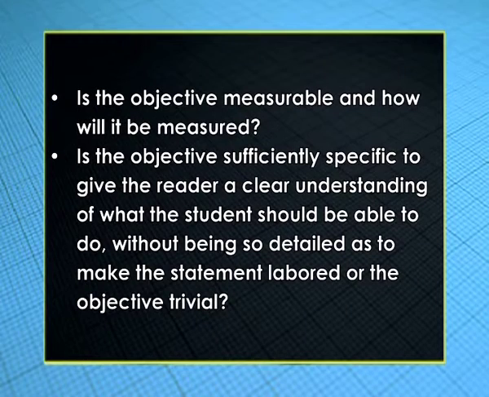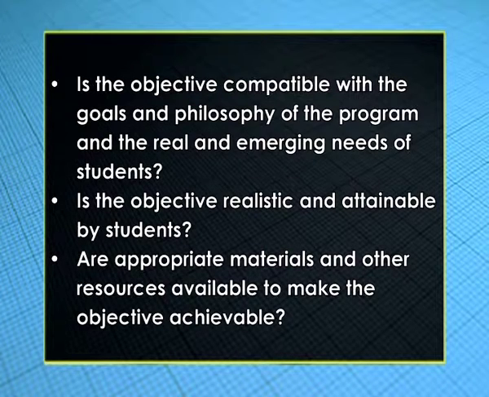These are: is the objective measurable and how will it be measured? Then, is the objective sufficiently specific to give the reader a clear understanding of what the student should be able to do without being so detailed as to make the statement labored or the objective trivial? Is the objective compatible with the goals and philosophy of the program and the real and emerging needs of students? Then, is the objective realistic and attainable by students? Then, are appropriate materials and other resources available to make the objective achievable?